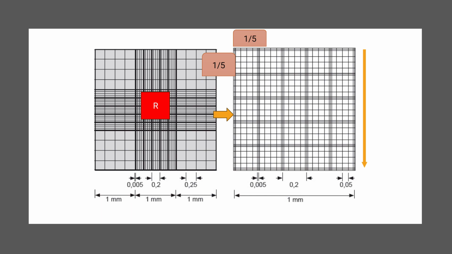Among these 25 boxes, we count the WBC or RBC in 5 chambers, that is upper left, upper right, lower left, lower right, and the central.